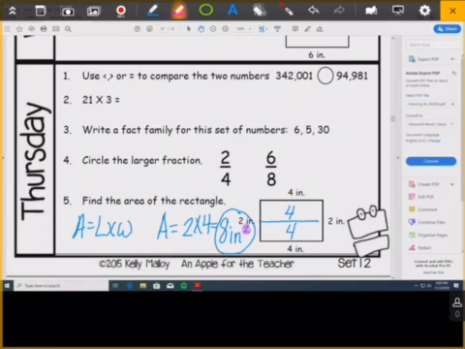Today is Thursday, so we need to hand this to table manager number 2. If table manager number 2 isn't there, then give it to 3. If 3 isn't there, then give it to 4. If 4 isn't there, give it to 1. And table manager number 2 is going to make sure that everybody has their name on it and then turn it into the basket for us.